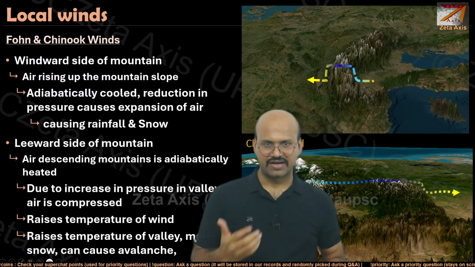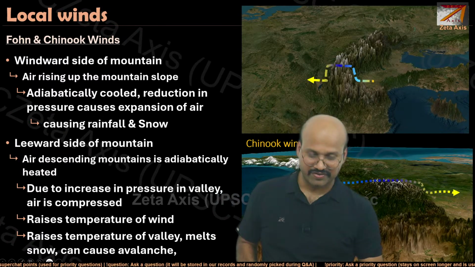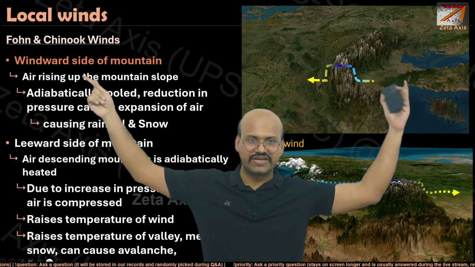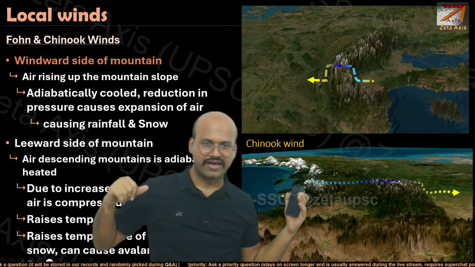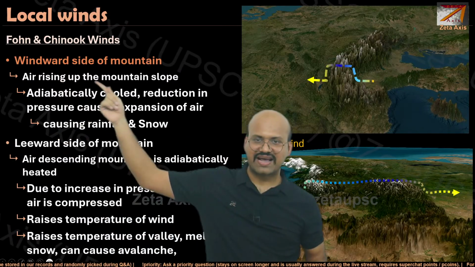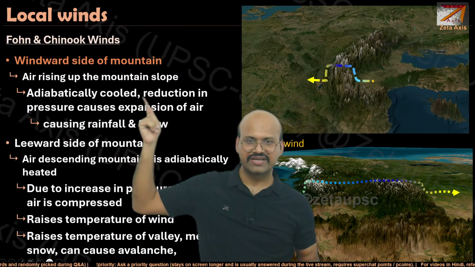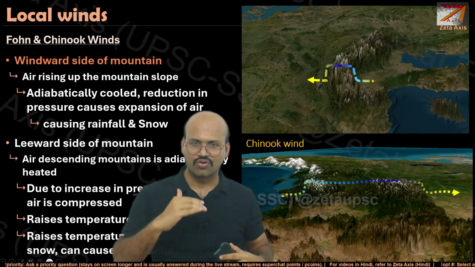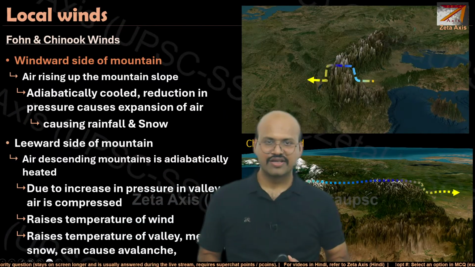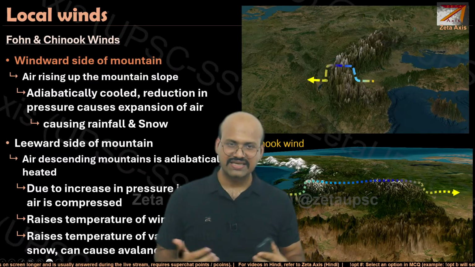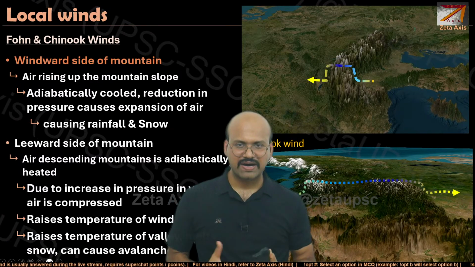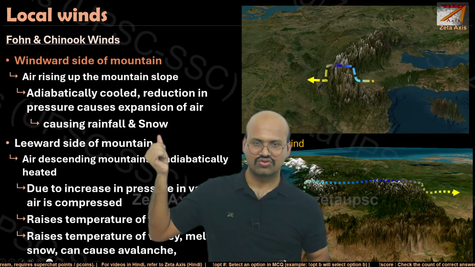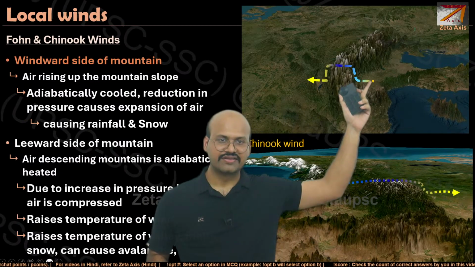Again, there is some detail. We have already discussed this, so we will see one by one. It is seen on the windward side of the mountain. So when these winds are on the windward side, that is over here, and for Chinook over here, air is rising up the mountain slope, adiabatically cooled. Reduction in pressure causes expansion of air. Remember, at the top the pressure is lower, on the surface the pressure is higher. Therefore, when they are moving up, the pressure is decreasing, which is causing this expansion of the air, that is cooling the air, and therefore they are causing rainfall and snow when this air is rising up.